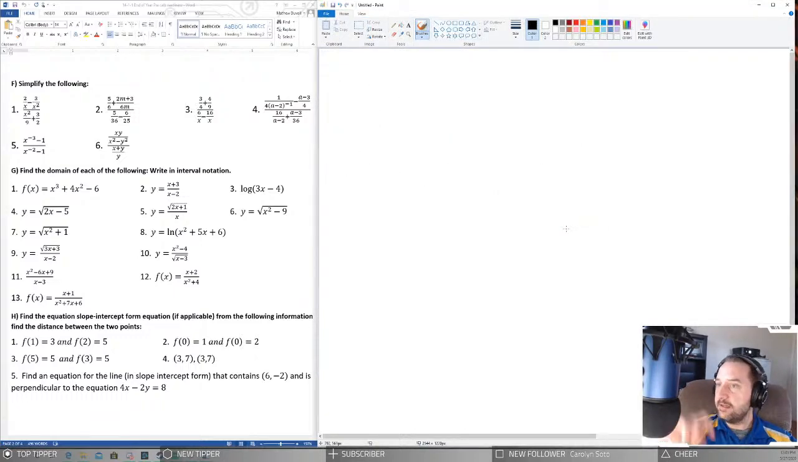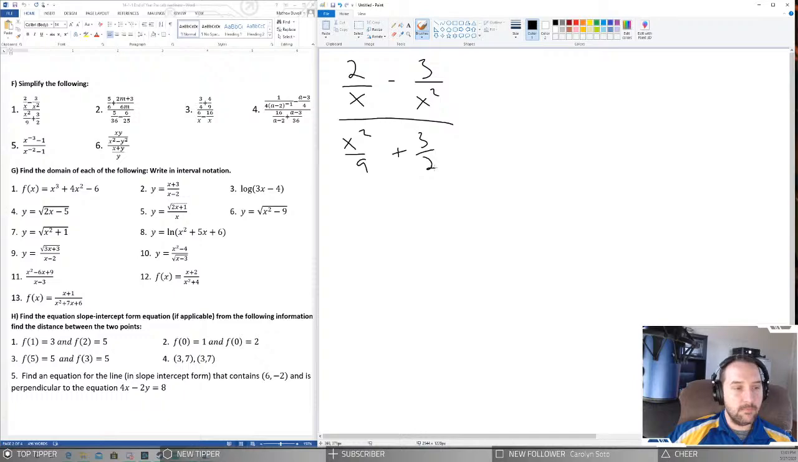So for example, let's look at number 1. 2 over x minus 3 over x squared, all over x squared over 9 plus 3/2. I want to combine them into one fraction. I want it to be something over something divided by something over something. Because then when it's a fraction over a fraction, I can just rewrite it as this divided by this, flip it, and then get it solved.